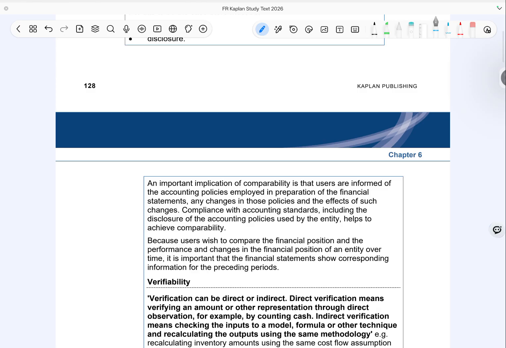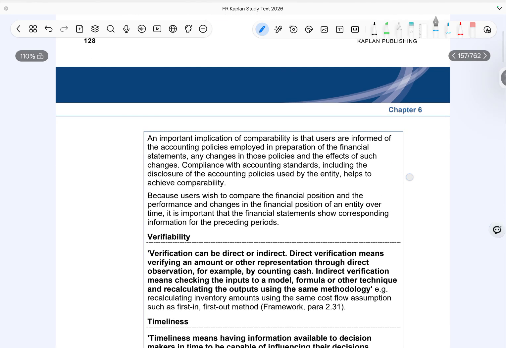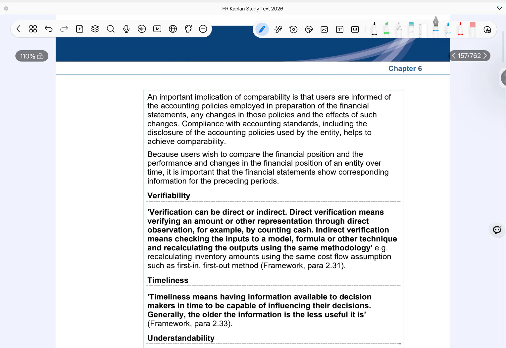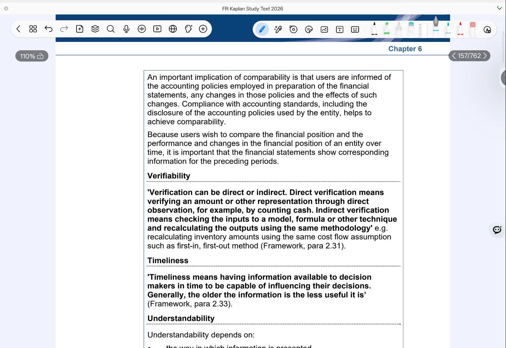Accounting policies must also be disclosed. Imagine two students solve the same math problem. One uses a calculator, the other solves it manually. If you don't know which method they used, comparing their work becomes difficult. Similarly, companies must clearly disclose the accounting policies they have used. And if those policies change, they must also disclose what changed and how that change affected the financial statements. The transparency helps users make fair comparisons.